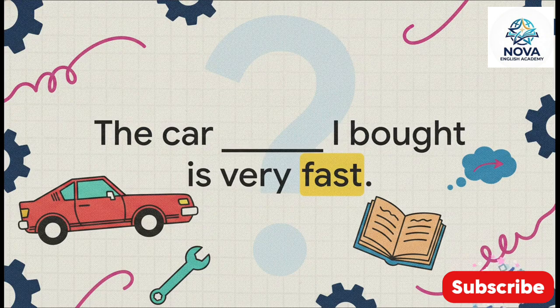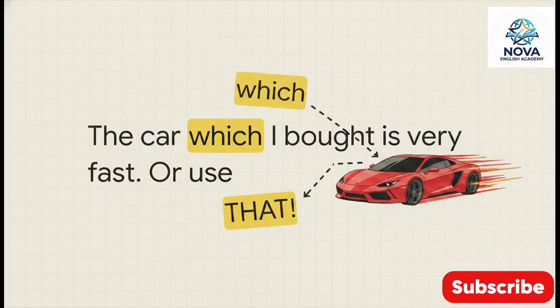Question 2. The car blank I bought is very fast. Is it A, which, B, whose, or C, whom? Let's look at the object here. It's a car, an inanimate object. Which tool do we strictly use for non-human things? Lock it in. You got it, it's A, which. The car which I bought is very fast. We use which for things and animals. Though, hey, remember from our universal connector lesson? Saying the car that I bought would also be completely correct here, since there are no commas isolating the clause.